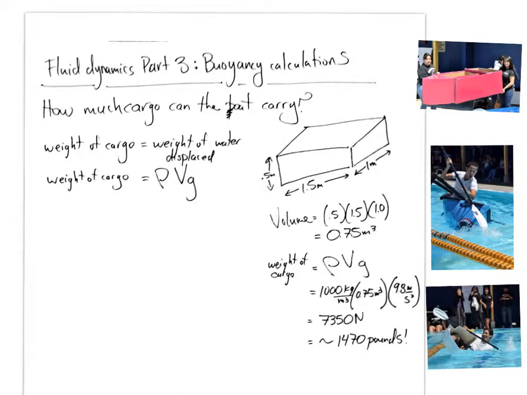Okay, so fluid dynamics, part three. Buoyancy calculations. We talked about buoyancy in the previous lesson. There are two types of calculations. One is how much cargo can the boat carry, and the second is what is the apparent weight of a submerged object, which we'll do in the next slide. So how much cargo can the boat carry?